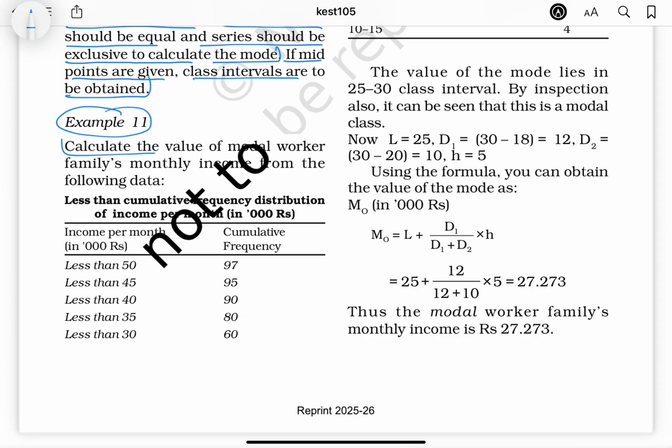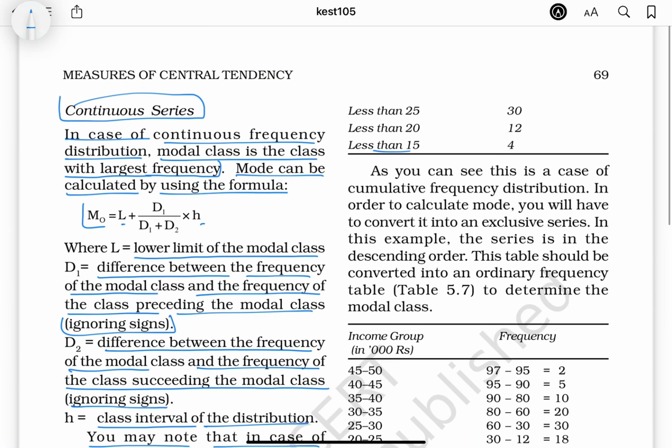Example 11. Calculate the value of the modal worker family's monthly income from the following data. Less than cumulative frequency distribution of income per month in thousands. Income per month, cumulative frequency. Less than 50, 97; less than 30, 60; less than 15, 4. As you can see, in a case of cumulative frequency distribution, in order to calculate mode, you will have to convert it into an exclusive series.